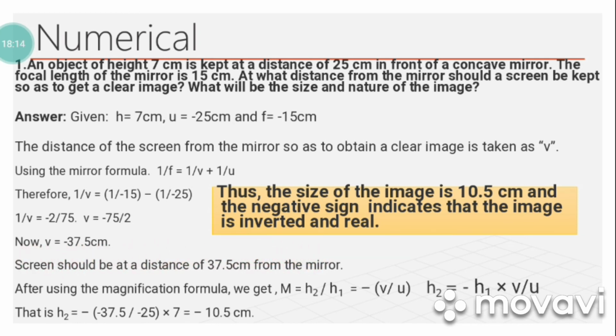Now using the magnification formula, we get m is equal to h2 upon h1, which is equal to minus v upon u, and therefore h2 is equal to minus h1 into v upon u. That is, h2 is equal to minus (minus 37.5 upon minus 25) into 7, and we get h2 is equal to minus 10.5 centimeters. Therefore, the size of the image is 10.5 centimeters, and the negative sign indicates that the image is inverted and real.